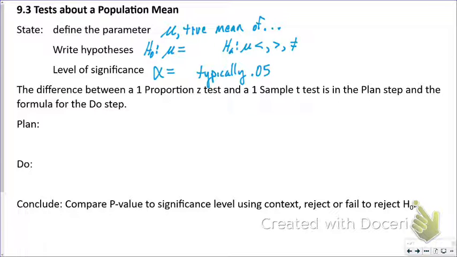The plan step has some similarities to the 1 proportion z-test, but also some differences. It needs to be a random sample or something randomly done. We're going to see in a couple of problems how random assignment is important. We also need to say it's normal, but this is different than a 1 proportion z-test. There's 3 ways for it to be normal.